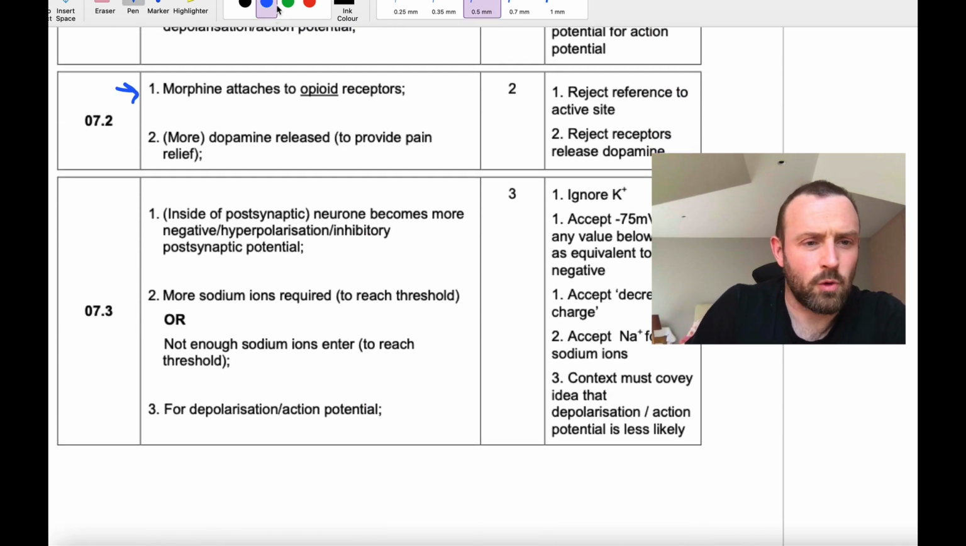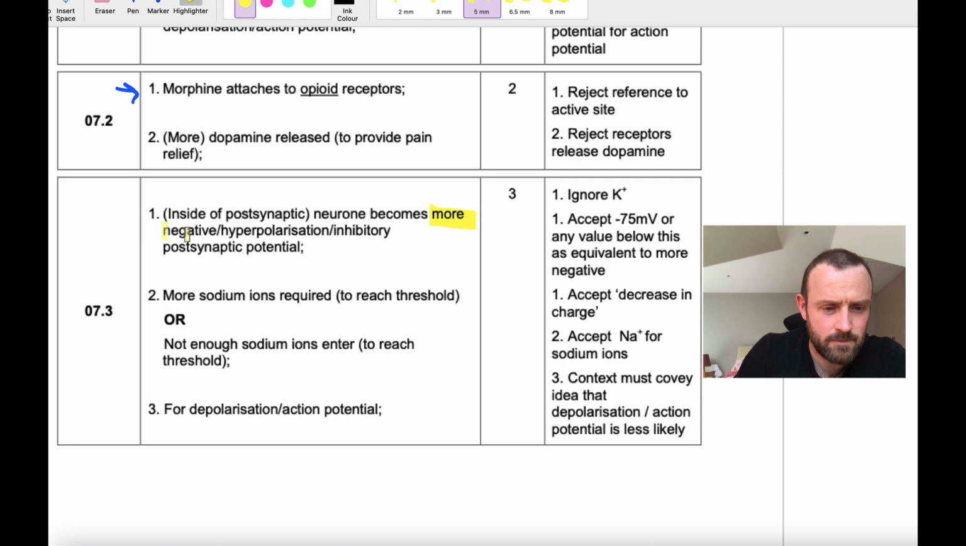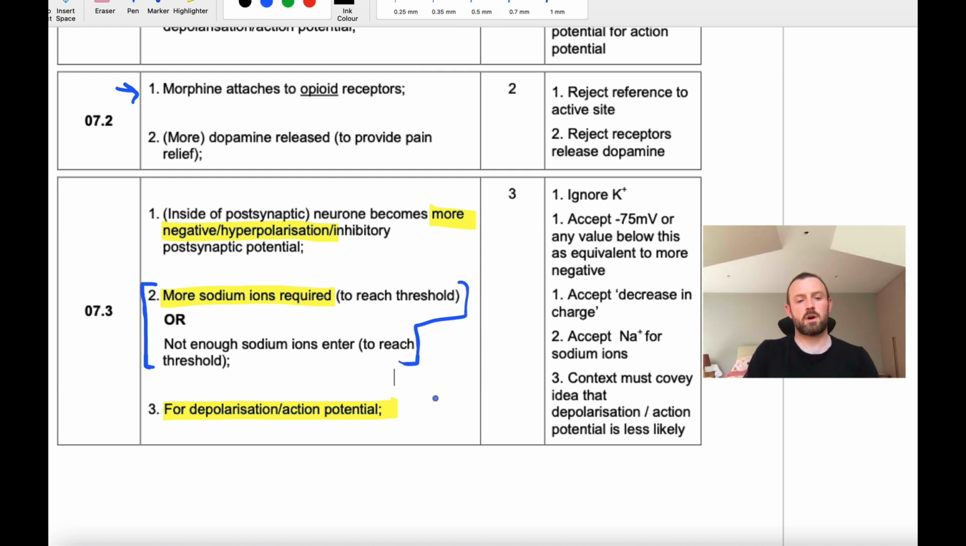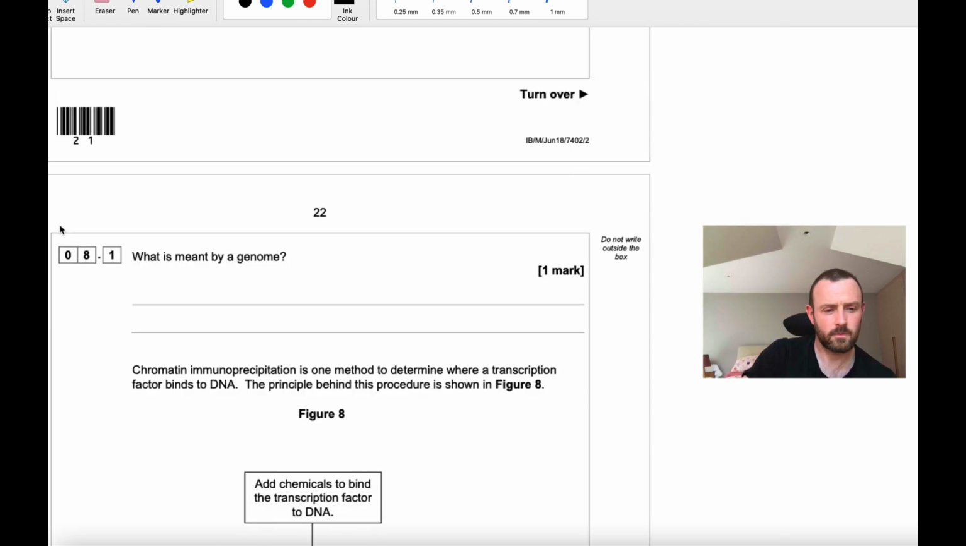So more negative or hyperpolarization, the words you need to say. I said it would be harder for depolarization. I don't know if that is quite good enough. So yeah, more sodium ions would be required for depolarization. Okay, that's what I maybe didn't say clearly enough. More sodium ions would be required to reach threshold for depolarization. Moving on.